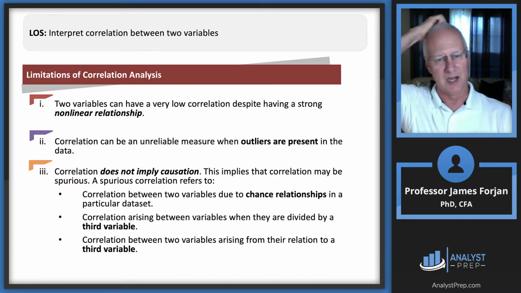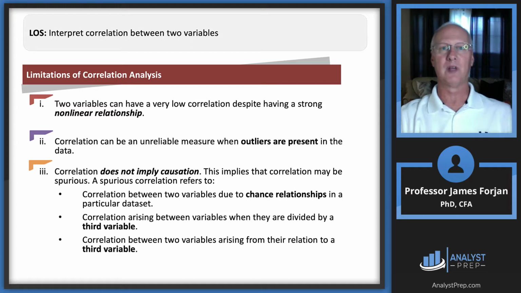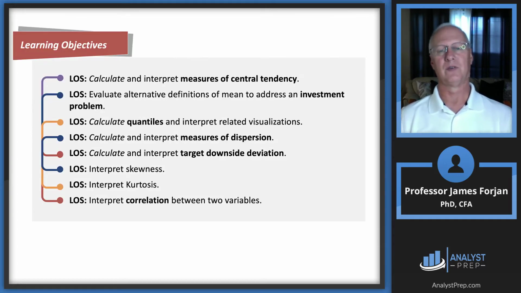That's probably mine. But when we're talking about things like, what did I say earlier? GDP and stock returns and maybe bond returns and maybe option returns, maybe they're related to a third variable, and that third variable is influencing that high correlation. Let's go back up to the top here. They can have a low correlation despite having a strong nonlinear relationship. So that sounds like a great exam question to me. And then we have to worry about outliers as we have done in other measures.